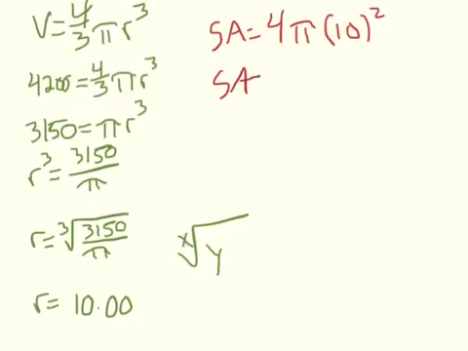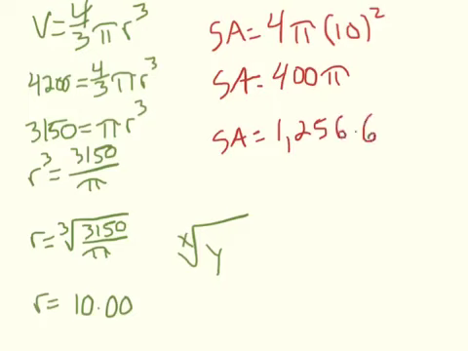So now we know that the surface area is equal to 4 pi times 10 squared. 10 squared is 100. 100 times 4 is 400 pi. Now the question in the book asks you to round it to the nearest tenth. So if you multiply that out, you would get the surface area equaling 1,256.6 feet squared.